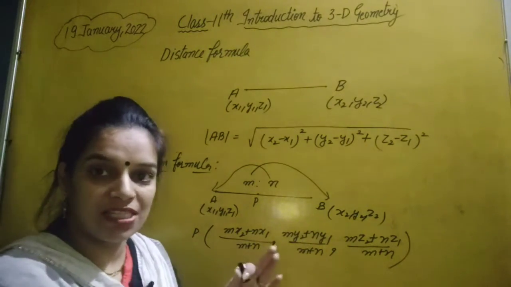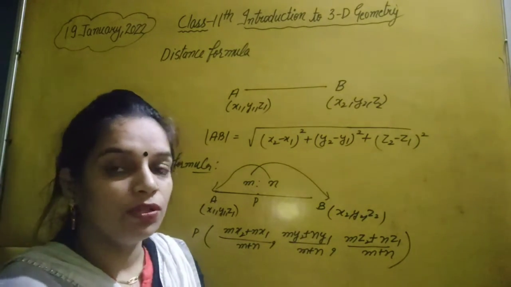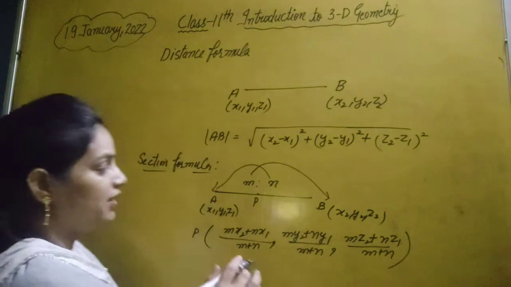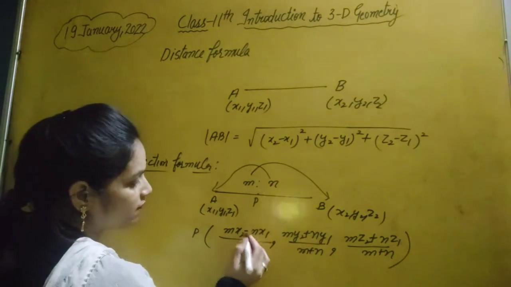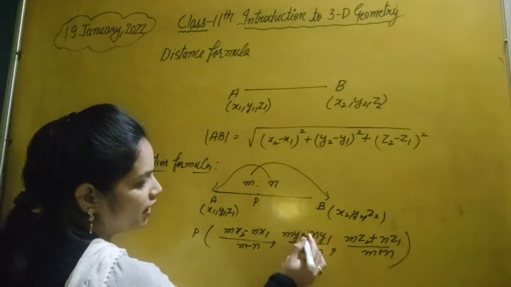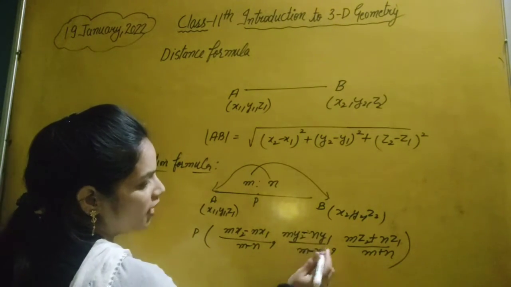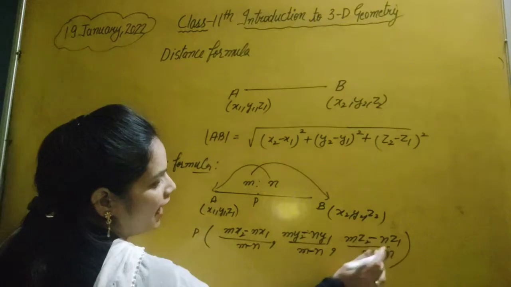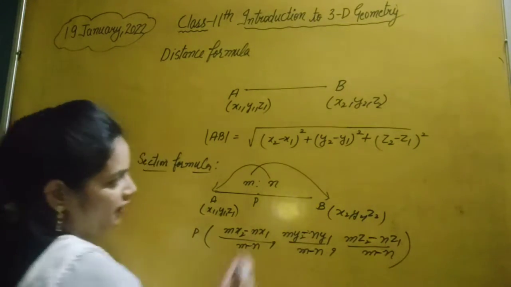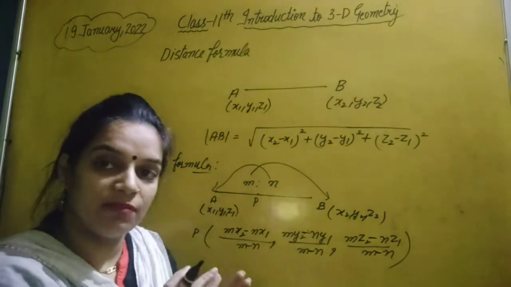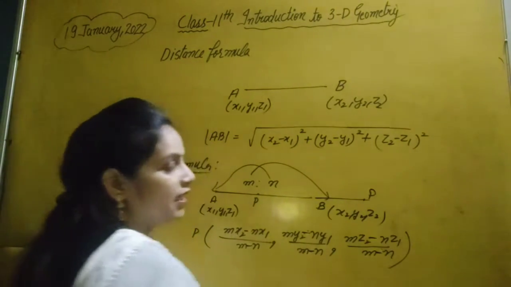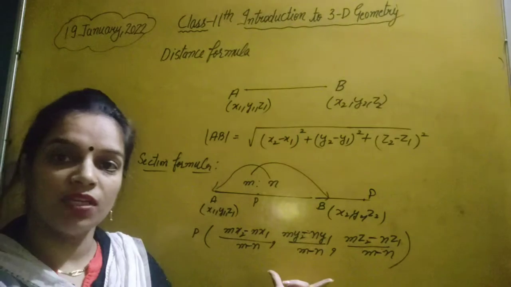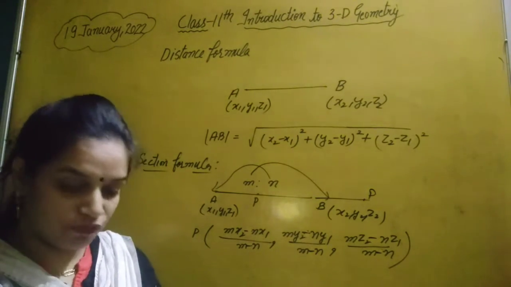If it divides this line segment externally, then the formula will change, and the change will be only that at the place of plus we will take minus. At the place of plus we will take minus if the point P divides AB externally in the ratio m:n. If point P comes outside instead of inside, then the formula will change. Okay, this is the section formula.